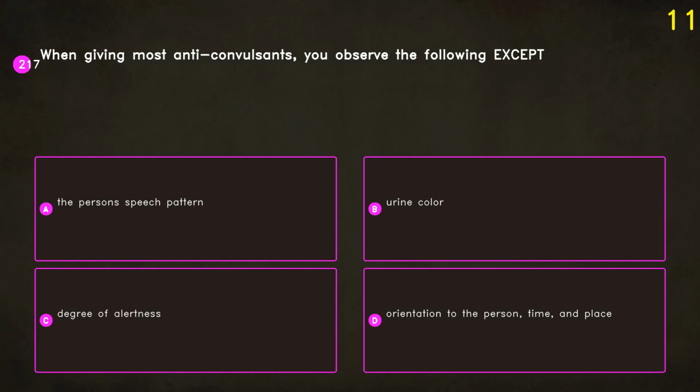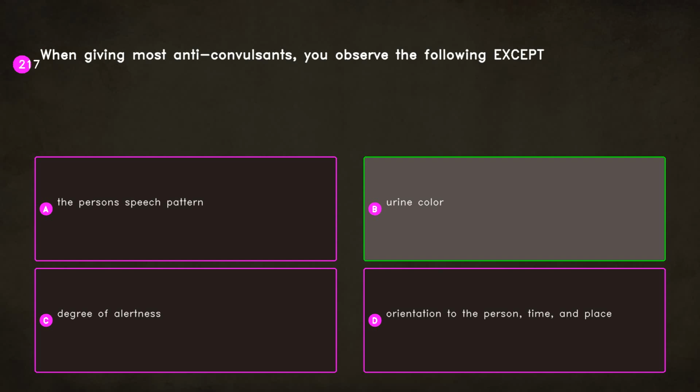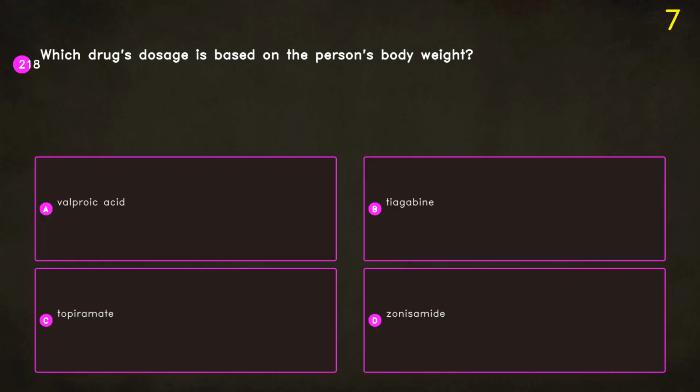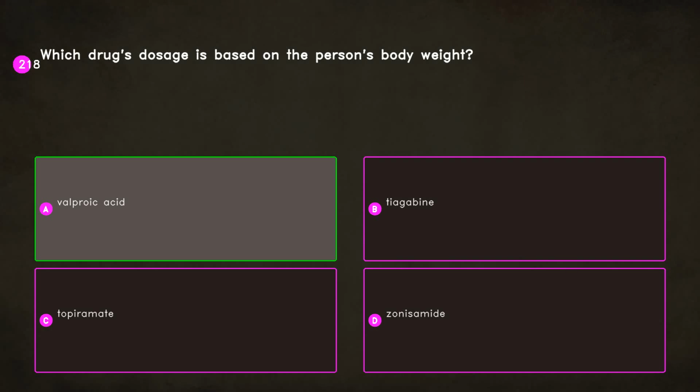Question 217. When giving most anticonvulsants, you observe the following except A. The person's speech pattern. B. Urine color. C. Degree of alertness. D. Orientation to the person, time, and place. The correct answer is urine color. Question 218. Which drug's dosage is based on the person's body weight? A. Valproic acid. B. Tiagabine. C. Topiramate. D. Zonisamide. The correct answer is valproic acid.